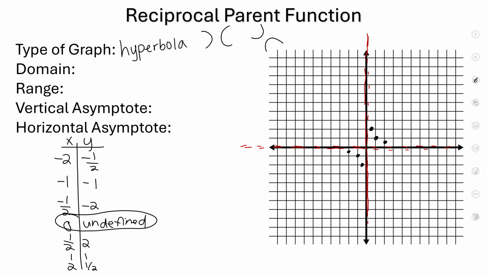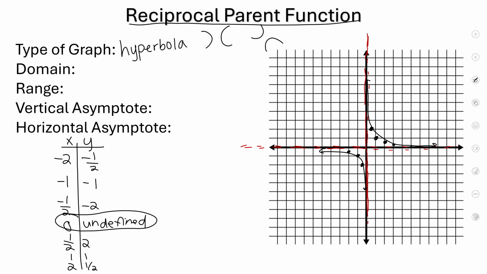If you wanted to continue making more points, 3 would be 1/3. So right there. 4 would be 1/4. So you're just getting closer and closer to the asymptote. Y'all see that? At 5, you'd be at 1/5. It just gets tinier and tinier this way. All right, so guys, that is your parent function for the reciprocal graph.